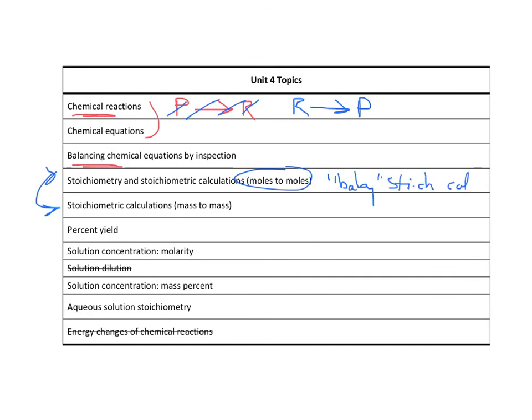Because if you read what it's saying, basically you already have moles and you're trying to get to moles. All you need is that middle stoichiometric ratio. That's all you need. But this one right here is a full-blown one, okay?